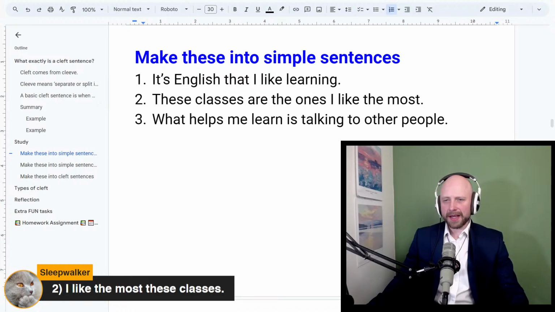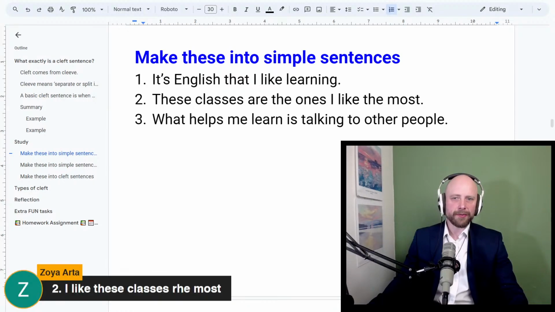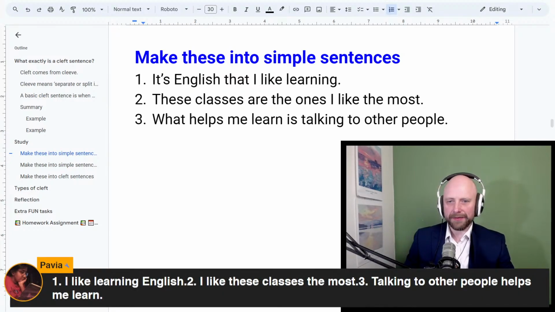I like the most these classes. That's pretty good, but the word order is not quite right. Zoya's got it right with a typo. I like these classes the most. That's the one. Well done. And well done, Pavia, who also has number 3.